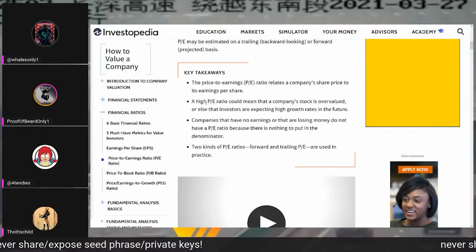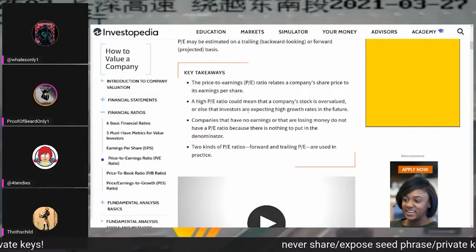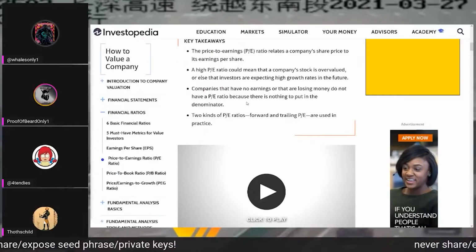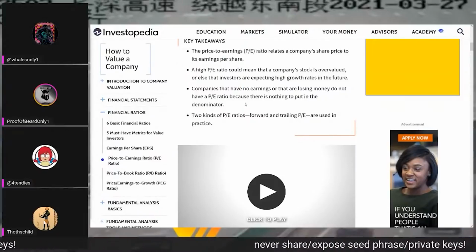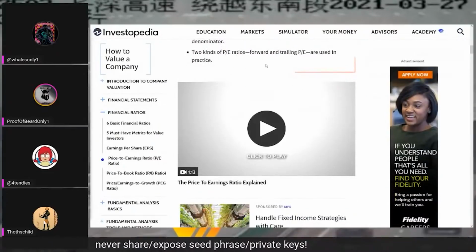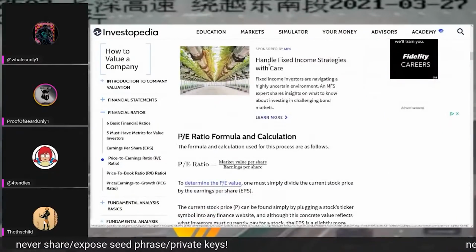Higher PE ratio could mean the company's stock is overvalued, or else that investors are expecting high growth rates in the future. Well, it's never really the latter, I'll tell you guys that. Companies that have no earnings or that are losing money do not have a PE ratio, obviously, because they have no earnings to put down in the books. Two kinds of PE ratios, forward and trailing. We're going to get to that right now.